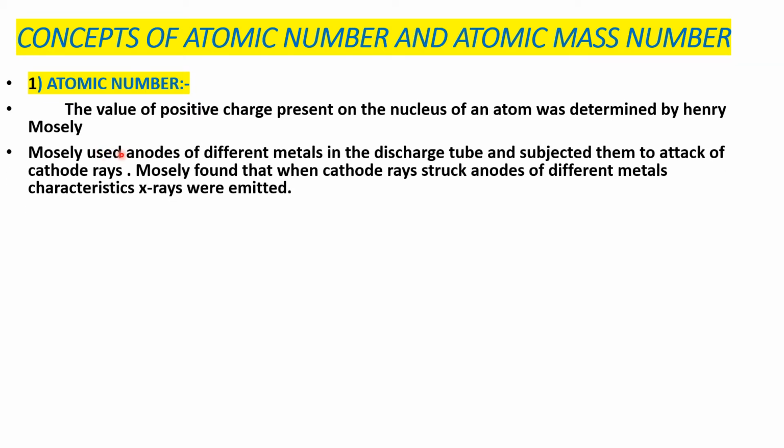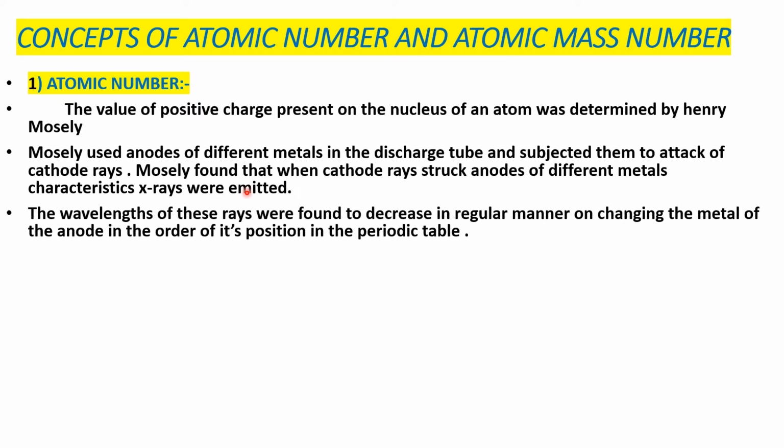The scientist Henry Moseley used anodes of different metals in the discharge tube and subjected them to attack of cathode rays. Moseley found that when cathode rays struck anodes of different metals, then characteristic X-rays were emitted.